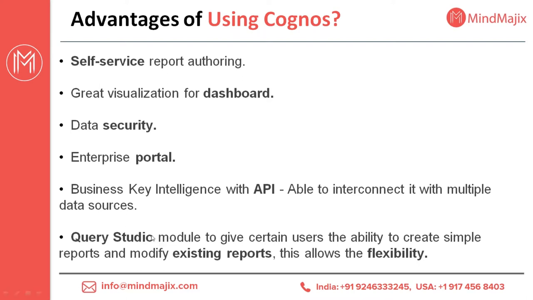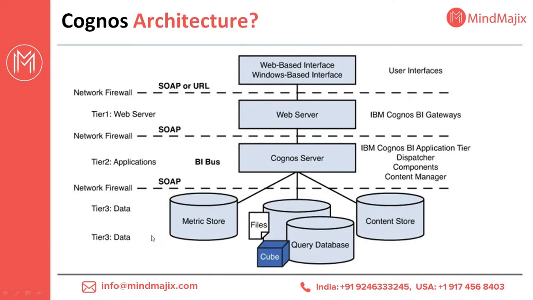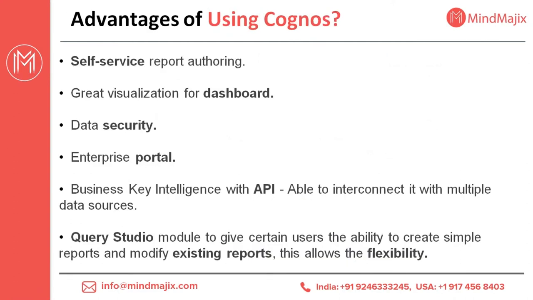Another great advantage of IBM Cognos is that it has a Query Studio. Most of the time, IBM Cognos reports are used by business users. Sometimes they don't have knowledge of SQL or how to create reports. By using Query Studio they can easily use drag and drop capabilities, create any type of report, and analyze the data. This is great flexibility for the end users.